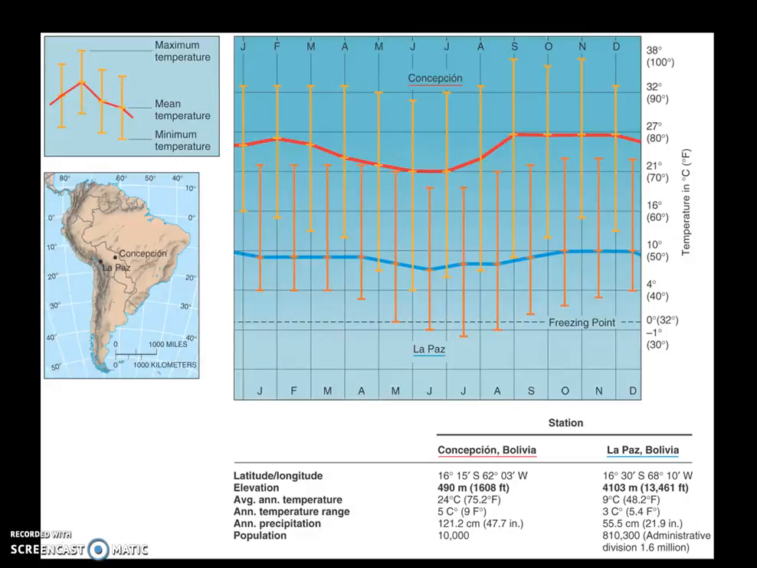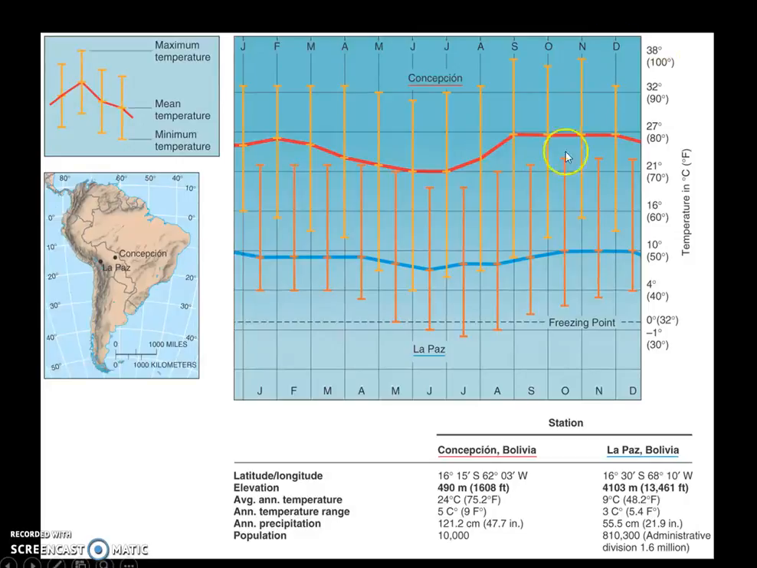They're heavier. So if we go ahead and look at a cross-section comparing two locations, we see Concepcion, Bolivia, and La Paz, Bolivia. We know that the latitude is very similar. They're 16 degrees and 7 minutes for Concepcion and 16 degrees and 30 minutes south. We know that the elevation, however, is very different. Concepcion is 490 meters and La Paz, Bolivia is 4,000 meters.